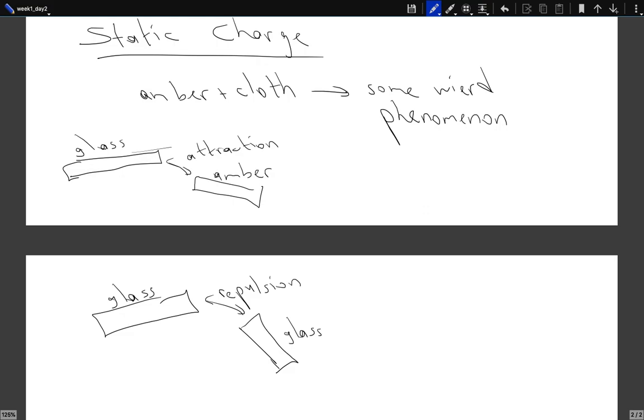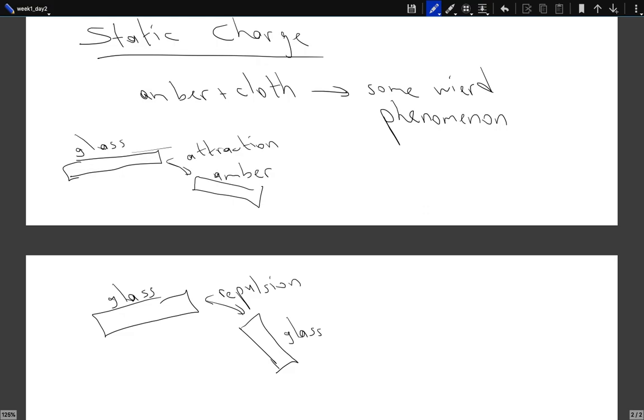Well, then you keep changing your materials, and then you discover that there are other materials which repel glass. Okay, you had one hypothesis. You said that same materials repel, different materials attract. This was your hypothesis. But then you tried other materials, and you found some other material, other than glass, which repelled glass. So your hypothesis is kind of disproven.